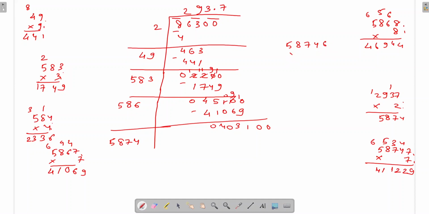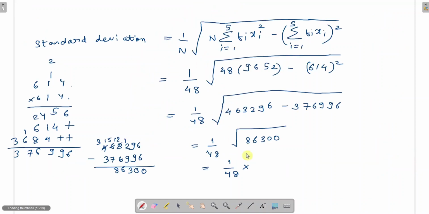5874, 6 times 6, let us see, 6 times 6 is 36, 6 times 4 is 24, 24 plus 3 is 27, 7 times 6 is 42, 42 plus 2 is 44, 8 times 6 is 48, 48 plus 4 is 52, then 35 here. Okay, so 6 3 5 2 4 7 6, okay, 293.76.